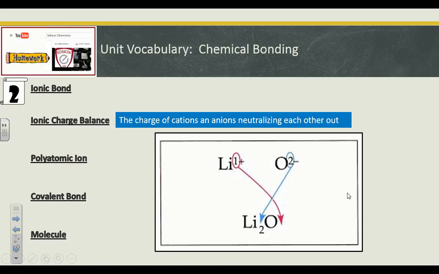So the ionic charge balance says that the charge of cations and anions must neutralize each other out, on that number line kind of math. So if you have a -2 oxygen ion, you have to have 2 +1 lithium ions to balance it out, resulting in the chemical formula of Li2O, because there's 2 lithiums, 1 O in this particular example.